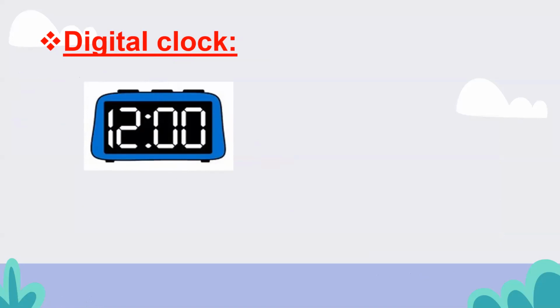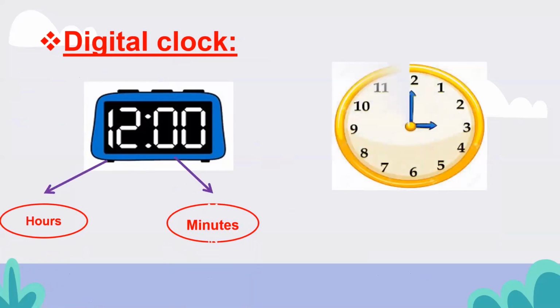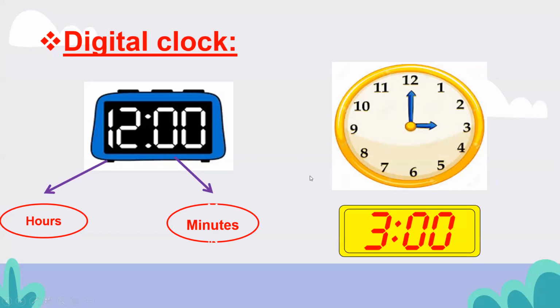And then we have the digital clock. What is this time? Yes, this is 12 o'clock. And the second one, where is the long hand? Yes, it's at number 12. And where is the short hand? At 3. So it will be 3 o'clock. Very good.